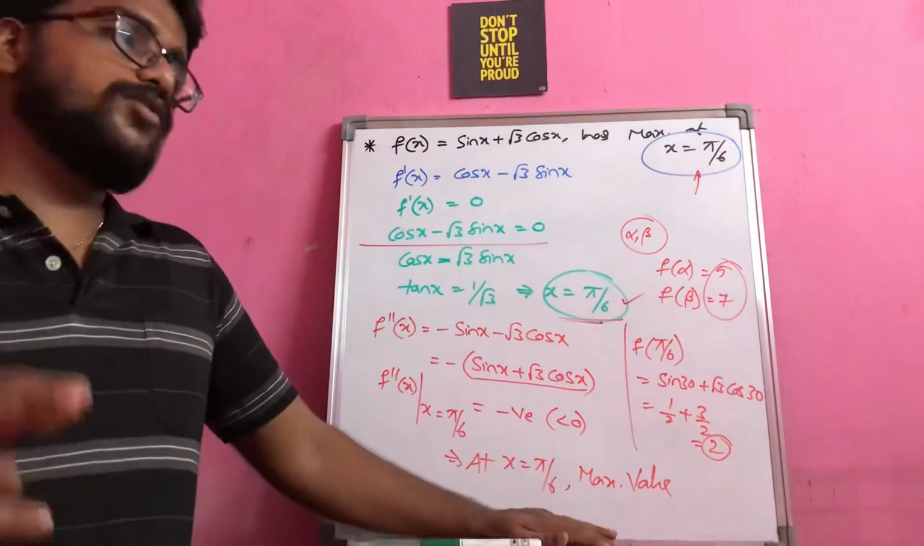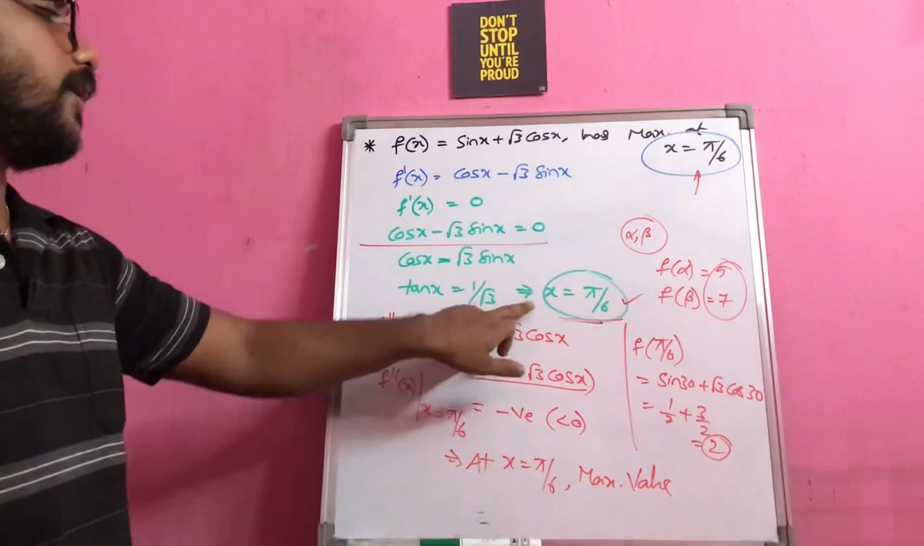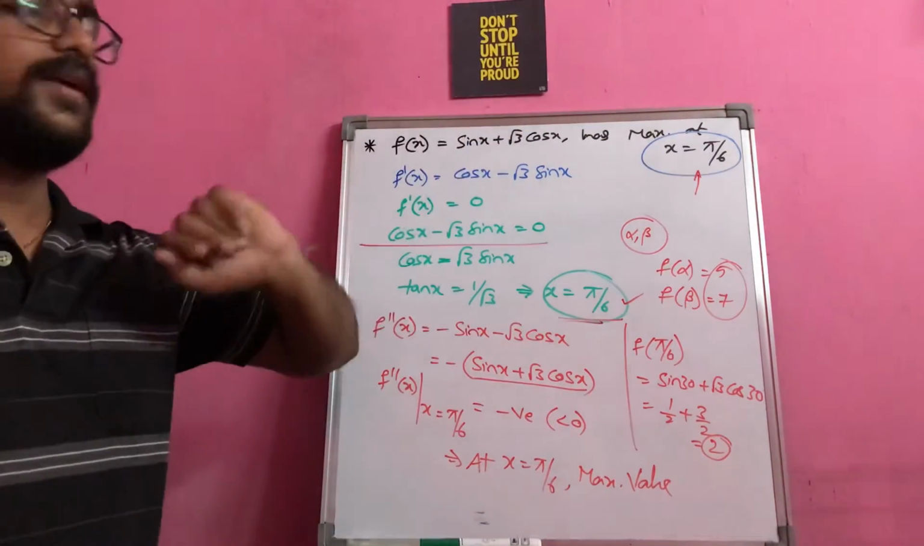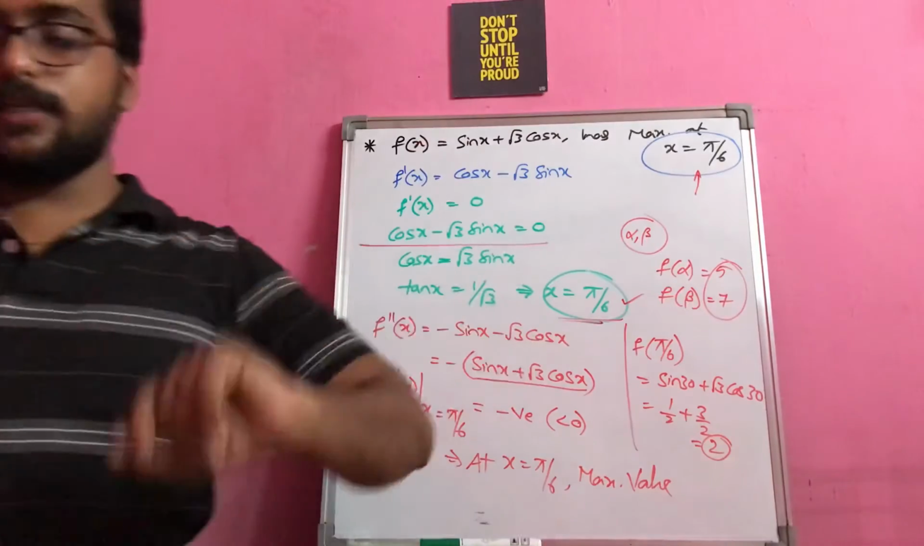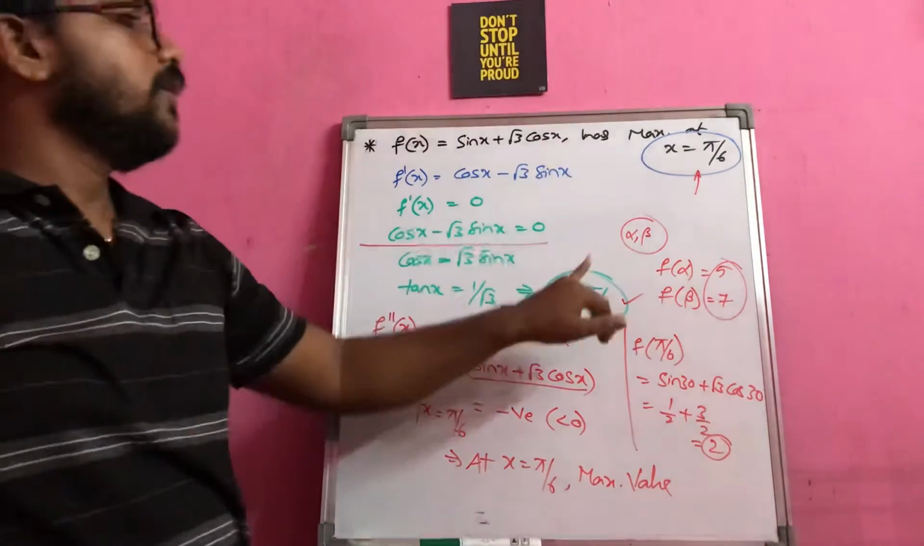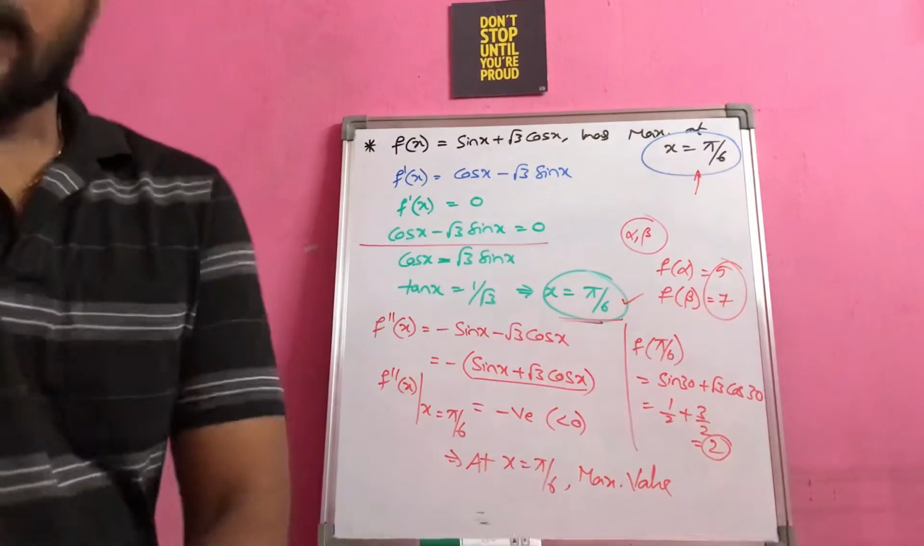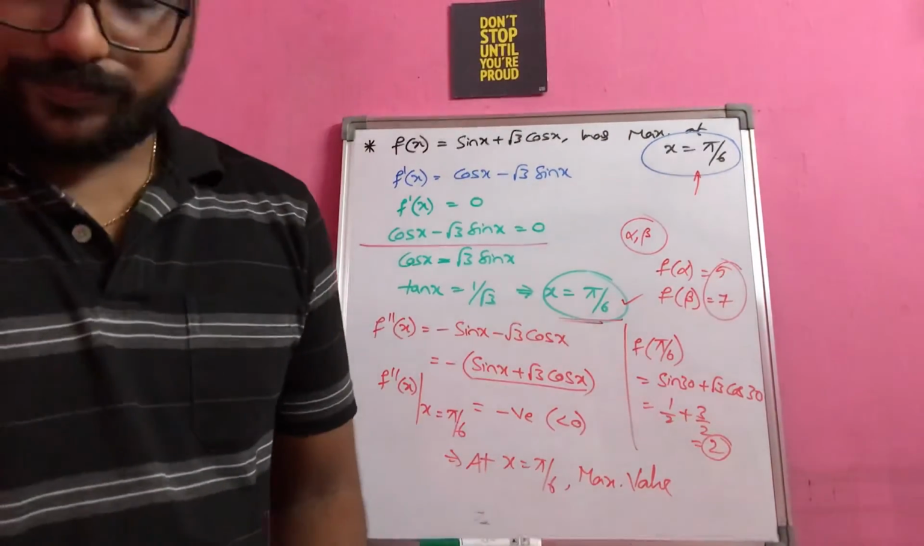So if they ask you to find the maximum or minimum value, we just have to substitute the obtained turning point in the function. Anyway, in this question itself they mentioned that at x is equal to pi by 6. So that is giving you a hint that the turning point you are going to get will be pi by 6 only. Okay. Let us see one more question now.